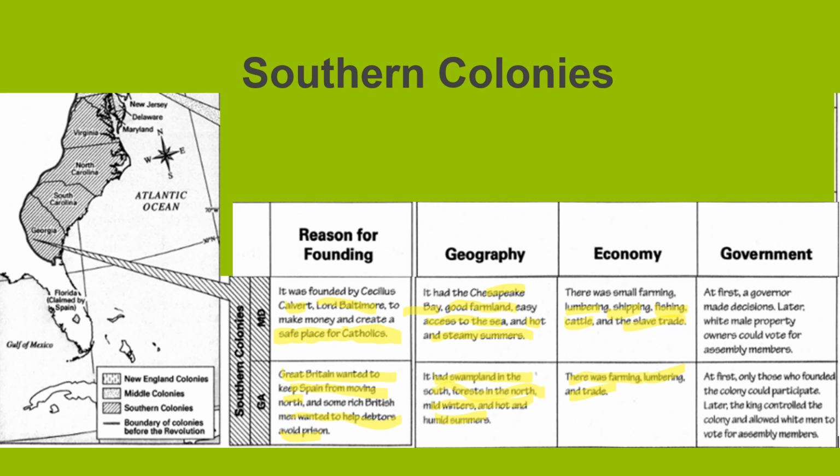The governments are very similar. In the northern part, at first a governor made the decision. Later, they allowed white male property owners to vote for assembly members. In the South, very similar. Only those who founded the colony could participate. But later, the king controlled the colony and allowed white men to vote for assembly members. There'll be a large influx of black populations into this region because of the slave trade.